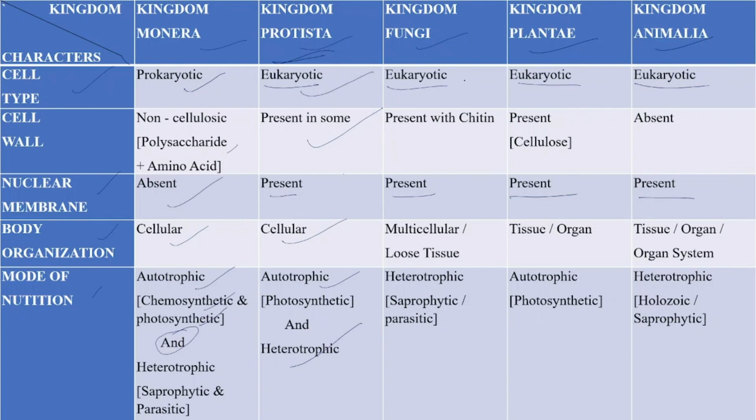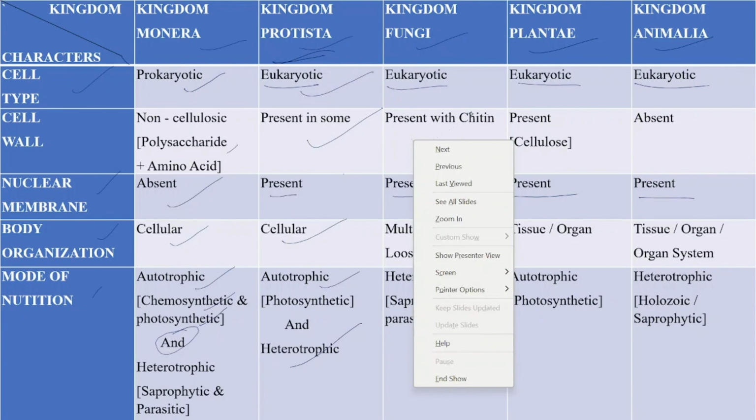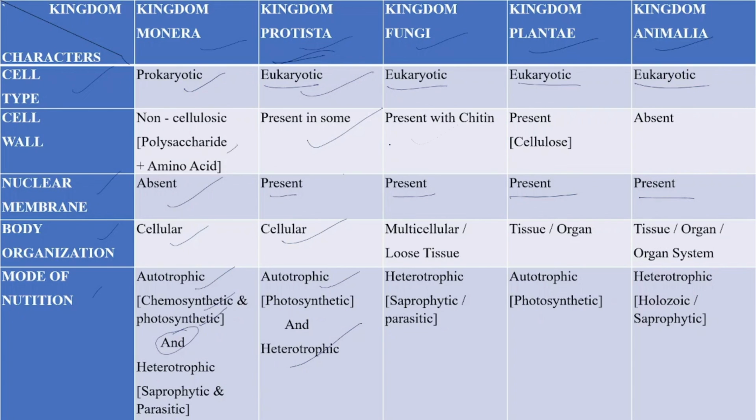Kingdom Fungi: eukaryotic cell type, and the cell wall is present with chitin. Nuclear membrane present. Body organization, multicellular and made up of loose tissues. Mode of nutrition is heterotrophic, especially saprophytic and parasitic. They are not autotrophs. The kingdom Plantae, they are eukaryotic. Cell wall is present and it is made up of cellulose. Cell membrane is present. Body organization, tissue and organ level. Mode of nutrition is autotrophic, especially photosynthetic.